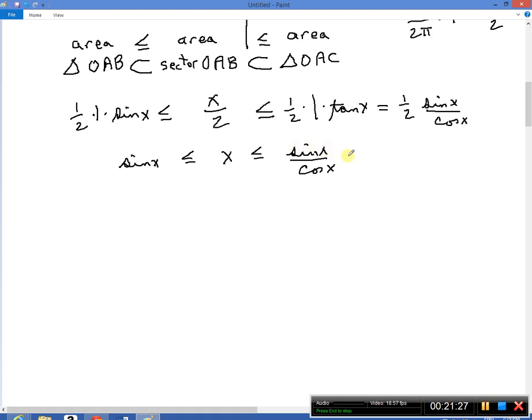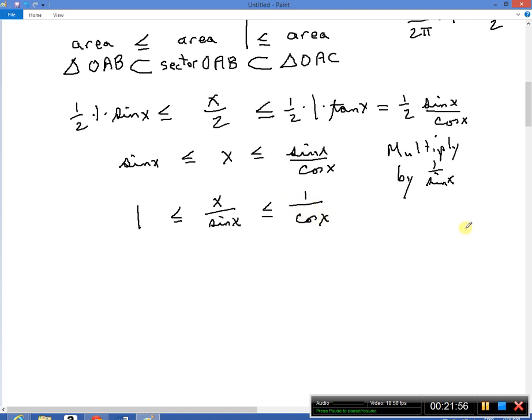But what if I do something a little bit weird? I'm going to multiply everything in sight by 1 over sine x. So if I multiply everything by 1 over sine of x, I get 1 here, and I get x over sine x here, and I get 1 over cosine x here. Okay? That just cancels off those sines and sticks a sine in here, which makes things a little bit simpler.